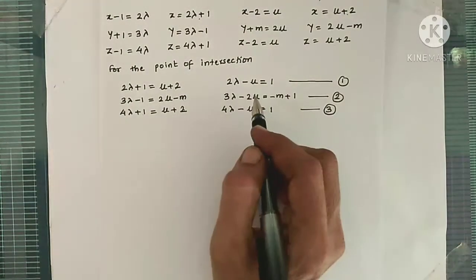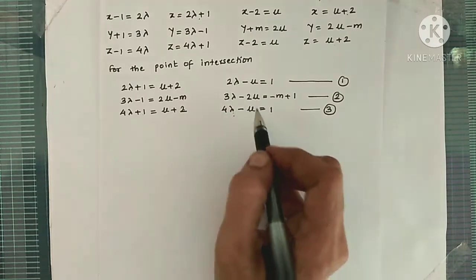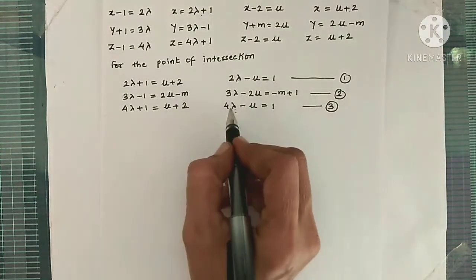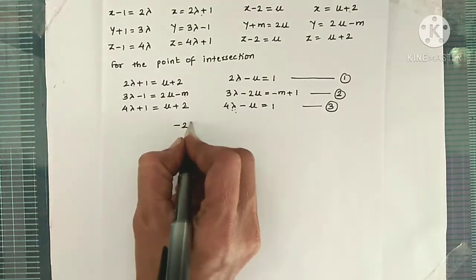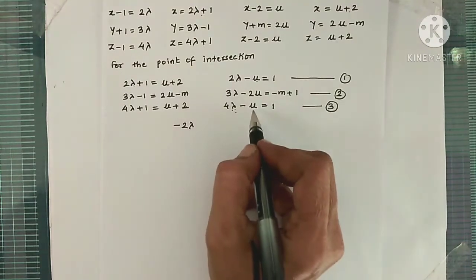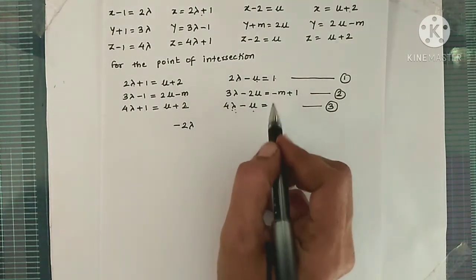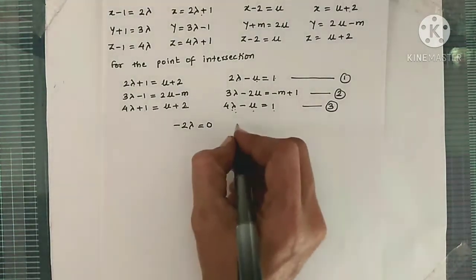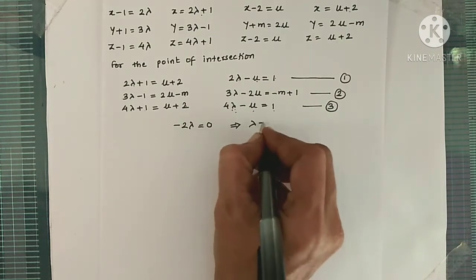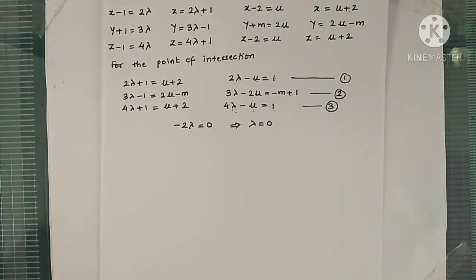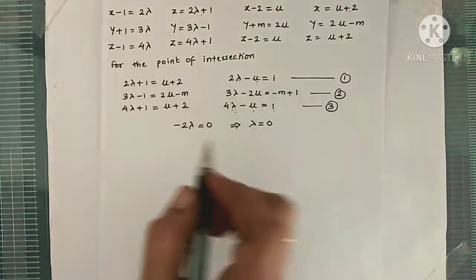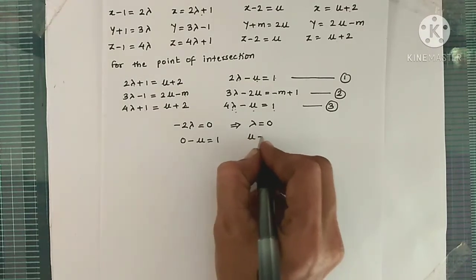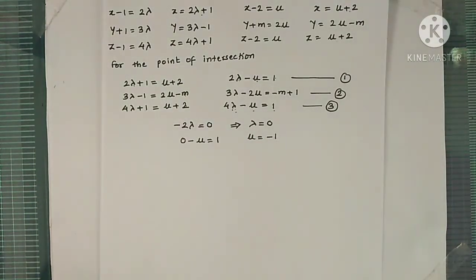So subtracting these two equations, mu gets cancelled and we get the value of lambda. Subtracting, we get 2 lambda minus 4 lambda, that is minus 2 lambda, and minus mu minus minus mu, mu gets cancelled, and 1 minus 1 gives us 0. So minus 2 lambda equals 0. So this implies the value of lambda is 0. Substituting lambda equals 0 in equation 1, we have 0 minus mu equal to 1. That means mu is minus 1.